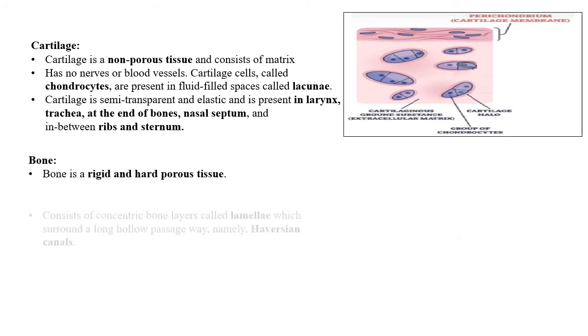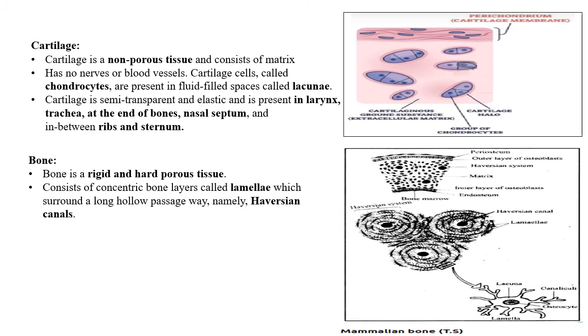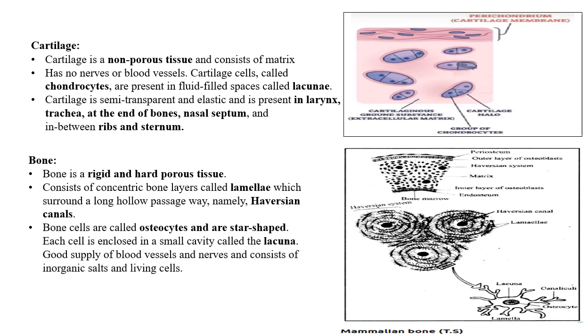Bone. Bone is a rigid and hard porous tissue. It consists of concentric bone layers called lamellae, which surround a long hollow passageway, namely Haversian canals. The bone cells are called osteocytes. These are star-shaped. Each cell is enclosed in a small cavity called the lacuna. It has a good supply of blood vessels and nerves and consists of inorganic salts and living cells. The Haversian canals surround blood vessels and nerve cells throughout the bone.